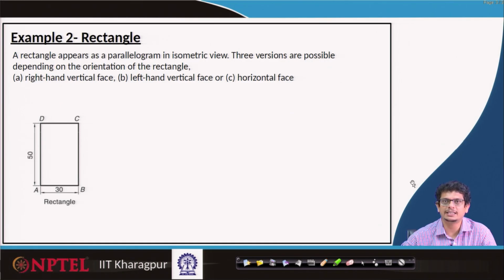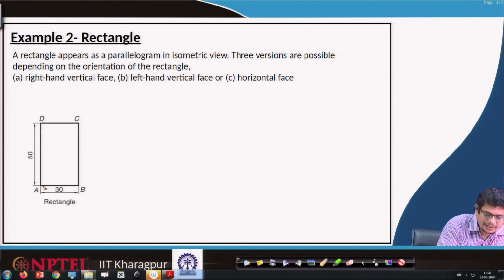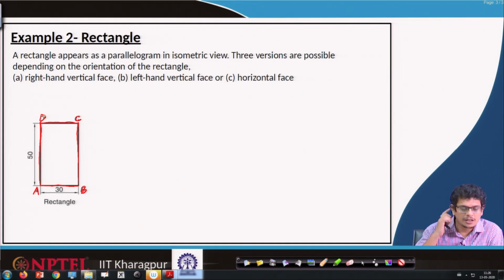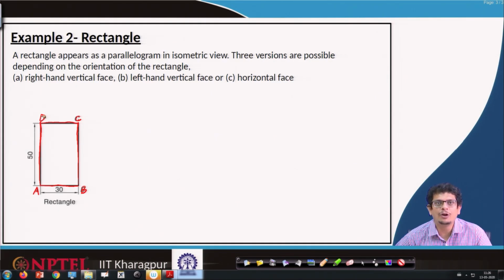So, let us take an example, a rectangle. Now, we have a rectangle of size 30 mm in width and 50 mm in length. Let us name the corner points as A, B, C and D. Now, we would like to have projections for this rectangle.